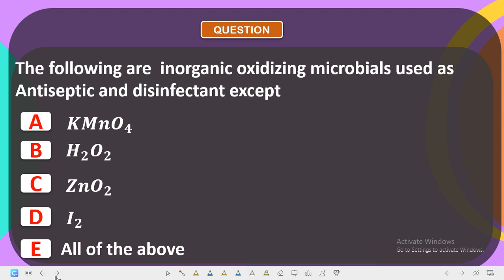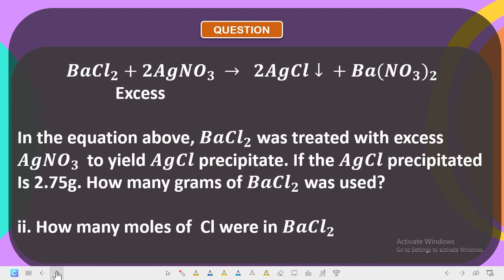Now the next one. Okay, stay on the same question. Now we have an equation here. In the equation above, barium chloride was treated with excess silver nitrate to yield silver chloride precipitate. If the silver chloride precipitated is 2.75 gram, how many grams of barium chloride was used and how many moles of chlorine were in barium chloride?